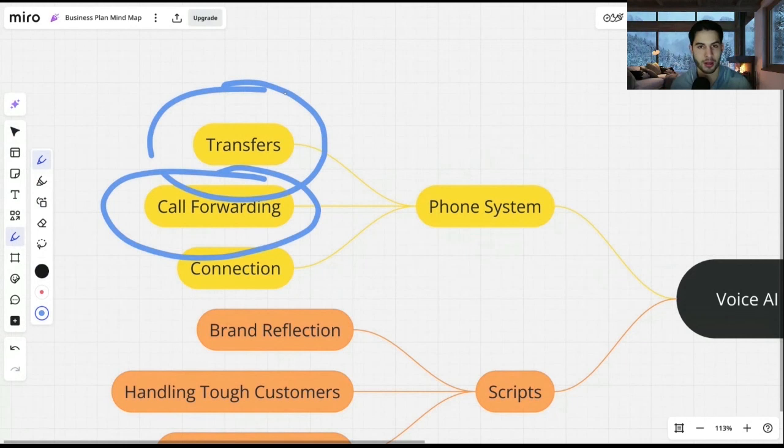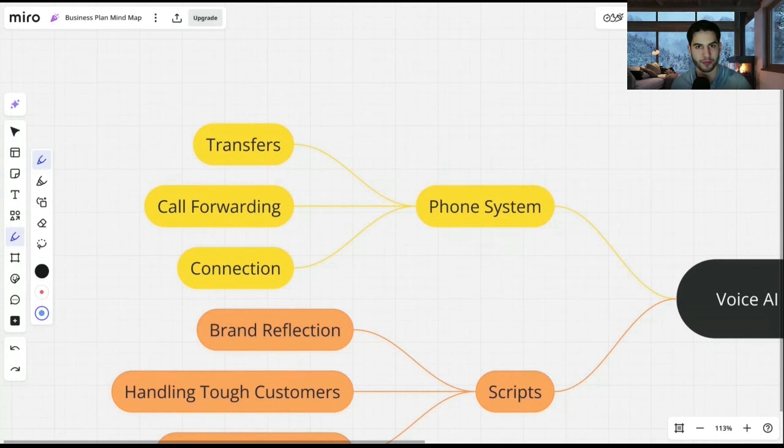If you're a larger company and you have a ton of people in the building, or even a few, let's say you have billing, service, customer inquiries, all that kind of stuff, you want to make sure that it's able to transfer. So transferring, call forwarding, and connection. And what do I mean by connection? Connection means a connection to your other software, obviously, right?